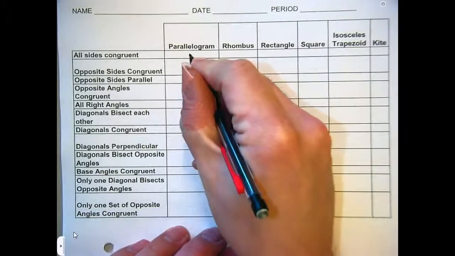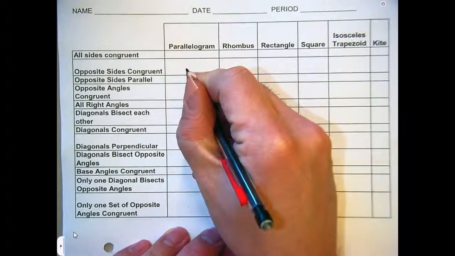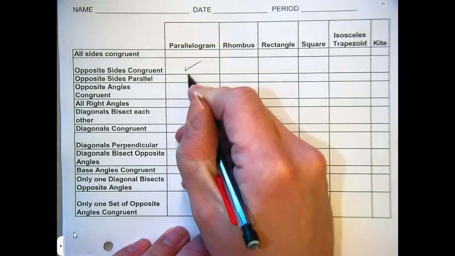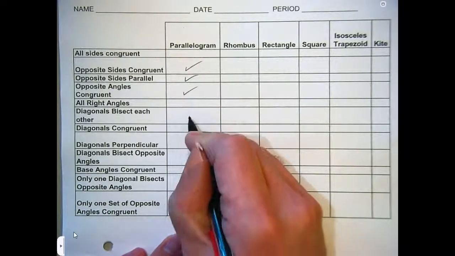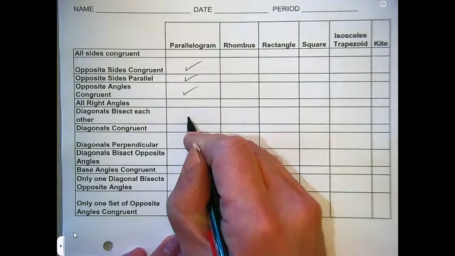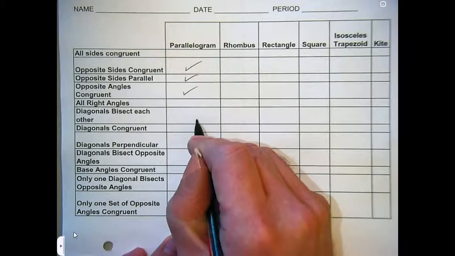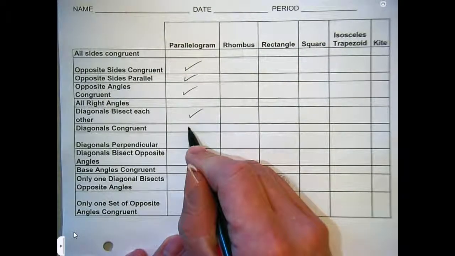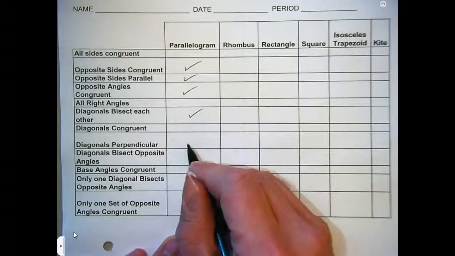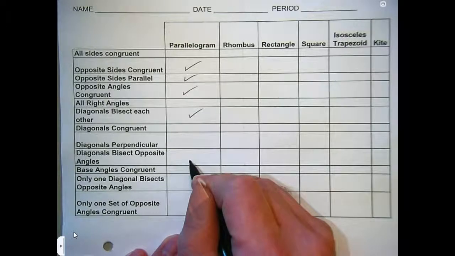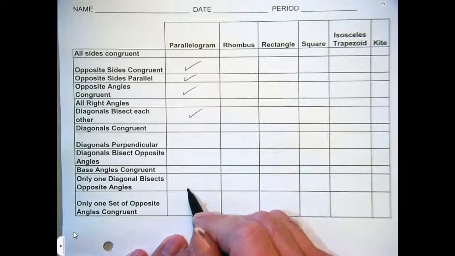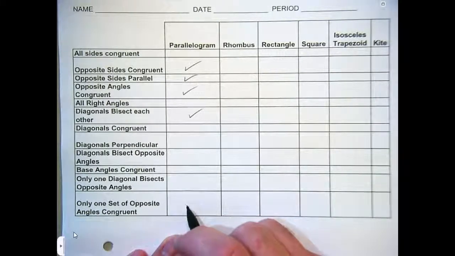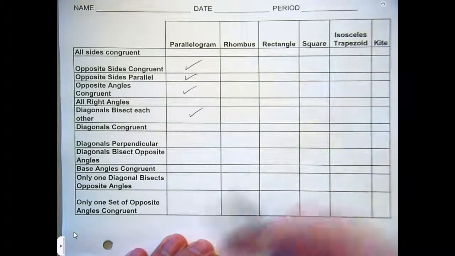All sides congruent? Opposite sides congruent? Yes? Okay, opposite sides parallel. How about here? Opposite angles congruent. All right angles? No. Diagonals bisect each other. In a parallelogram? Yeah. Okay, diagonals congruent. Not always. Diagonals perpendicular? No. Diagonals bisect opposite angles? No. Base angles congruent? Nope. Okay, that would mean the two bottom angles. Only one diagonal bisects an opposite angle. Nope. Only one set of opposite sides, or angles, opposite angles congruent. No.